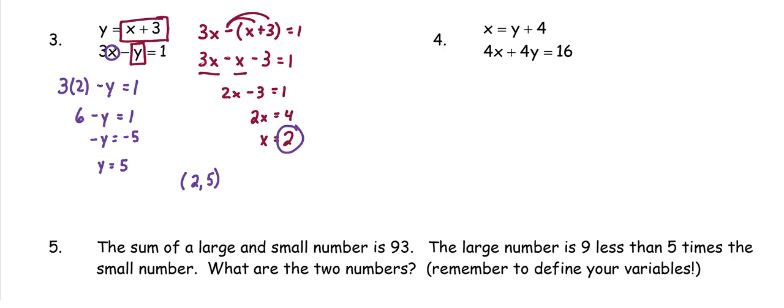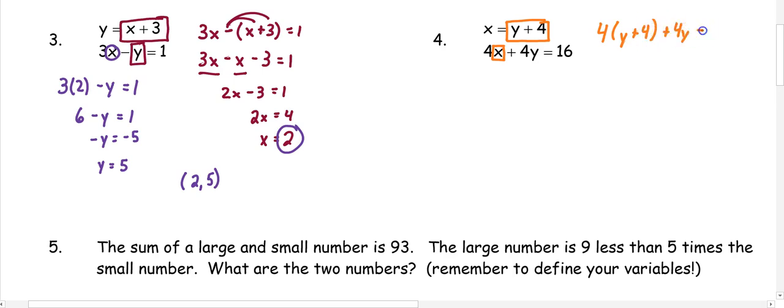Number 4, we have x equals y plus 4 and 4x plus 4y equals 16. So we're going to take what x is equal to, and we're going to box x in the other equation. So when I substitute, I get 4 times y plus 4, plus 4y equals 16.